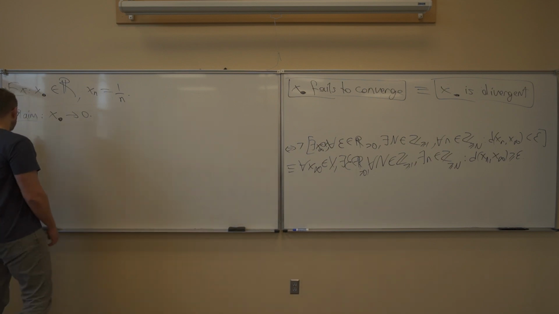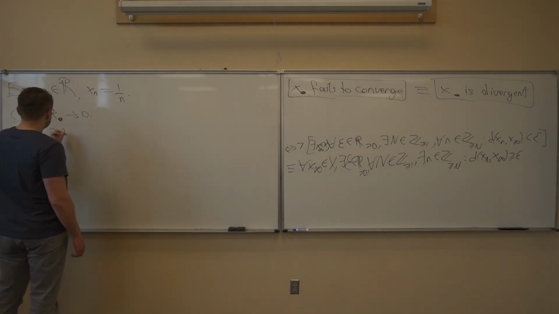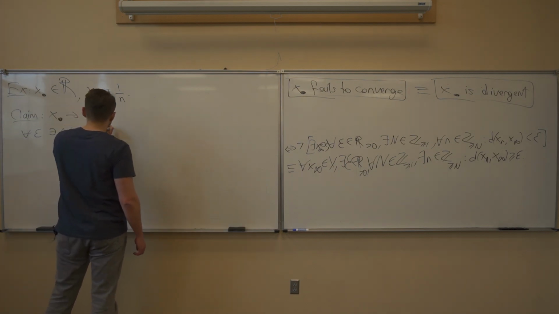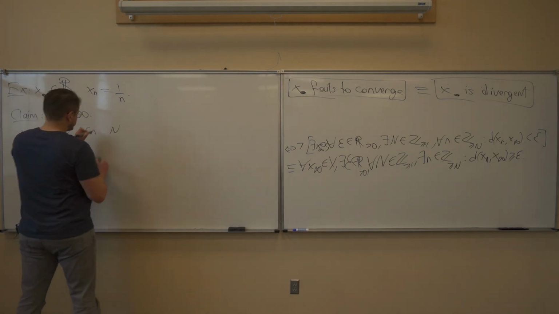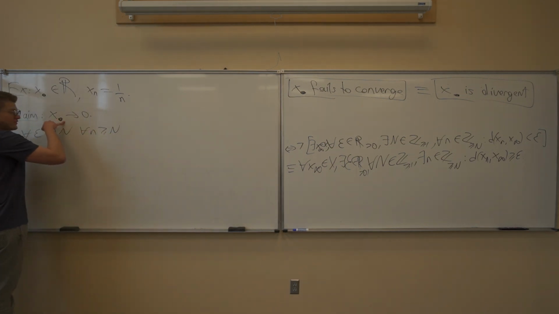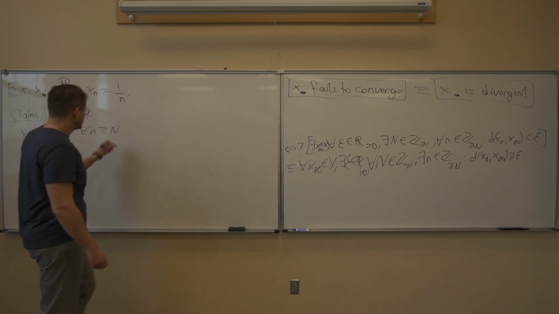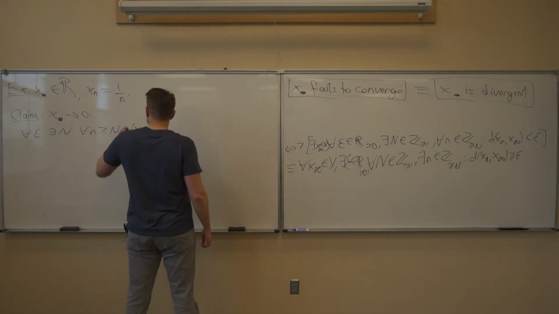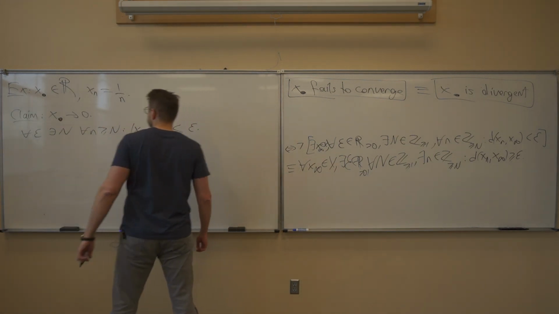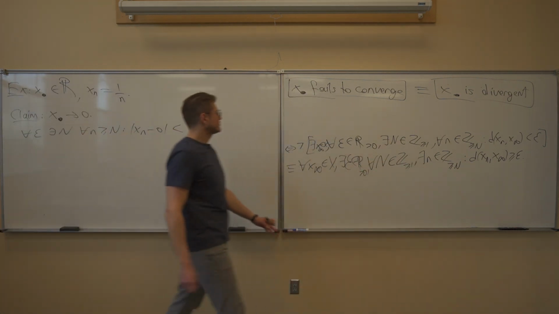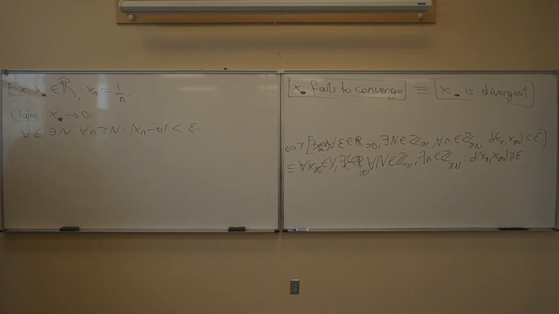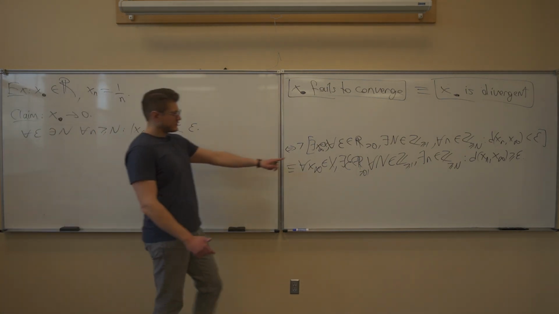In other words, for any epsilon, there's an N such that for any lowercase n after uppercase N, x sub n minus 0 in absolute value is bounded by epsilon. And this is just a faster way of writing all these sets and stuff. This is rather common. Sometimes it is useful to be specific about these kinds of things.